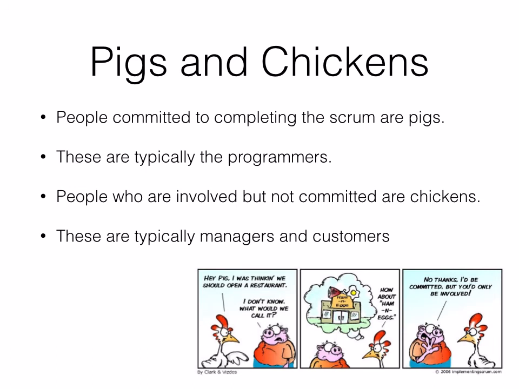So I talked about this notion of pigs and chickens. The people committed to completing the Scrum are pigs, right? These are typically the programmers. People who are involved but not committed are the chickens, right? These are typically the managers and the customers.